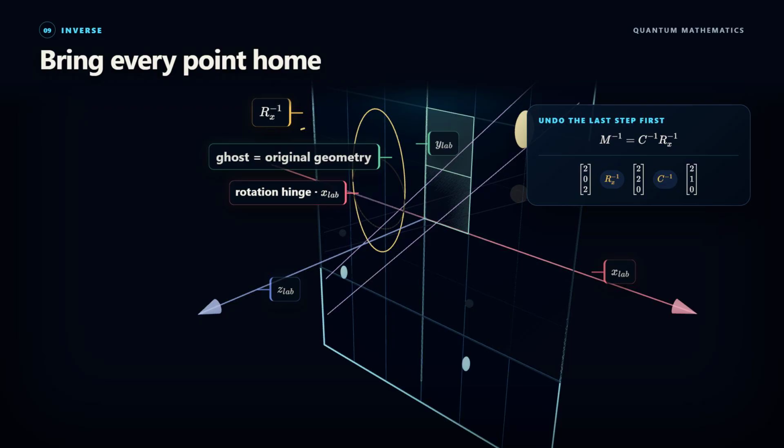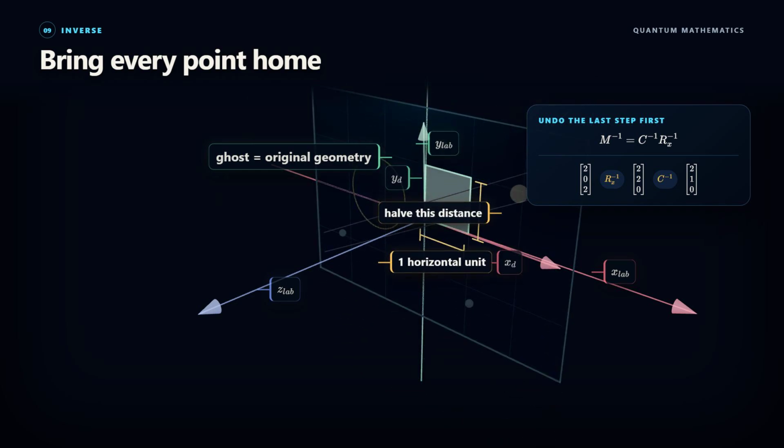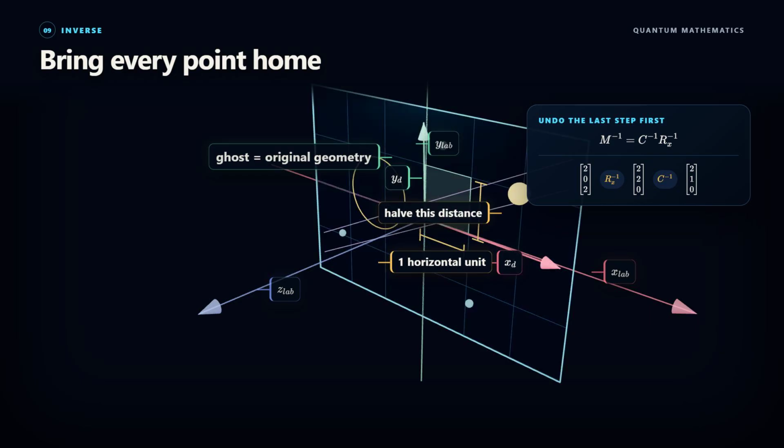Read from right to left again. R inverse acts first on the laboratory coordinate, lowering the vertical detector back into its original plane. Then C inverse halves the calibrated vertical distance, restoring the raw pixel spacing. 2, 0, 2 becomes 2, 2, 0 after the inverse rotation. Then 2, 1, 0 after inverse calibration.